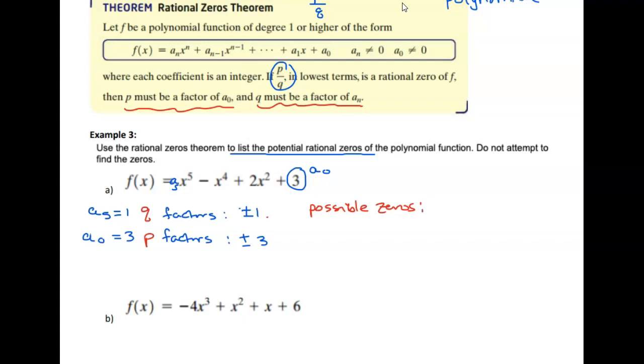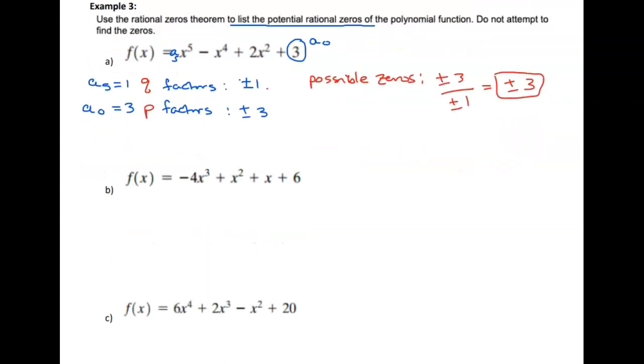Here I only have plus or minus 3, one possibility, and here I have plus or minus 1. So the possible zeros are these factors over these factors: plus or minus 3 over plus or minus 1, which is plus or minus 3. These are possible rational zeros. We can test to see if they're zeros either by plugging in to see if I get a remainder of 0, or by doing division, synthetic or long division. Alright, let's do the next one.